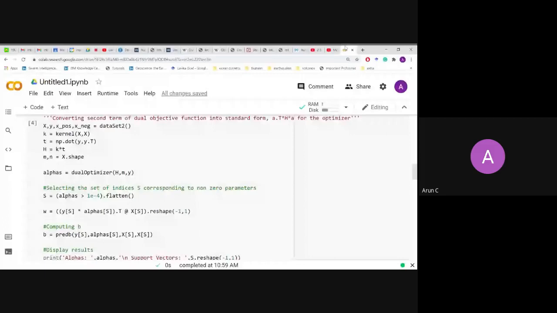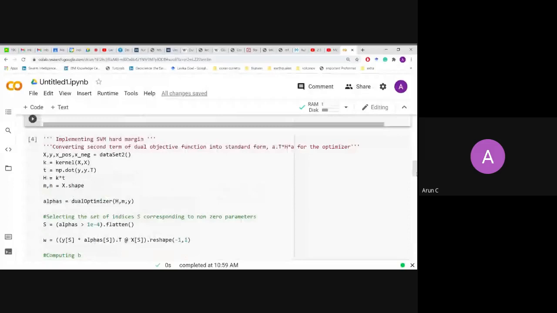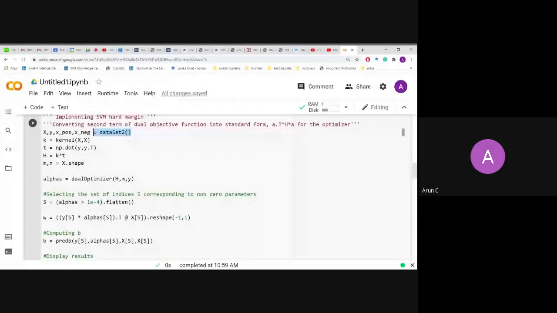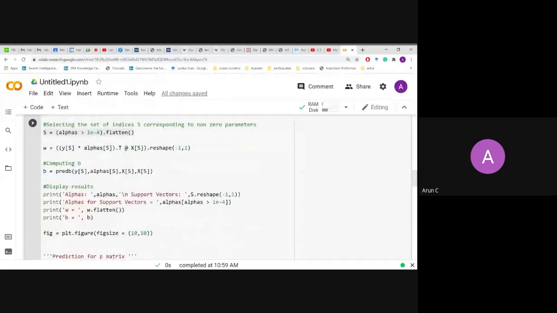Okay. So then you are bringing that data set into the picture, and you are forming a kernel matrix, and then this is your T matrix. You just go through it and everything will make sense to you. Then after calling the dual optimizer, this is the vector of alphas which you are going to get. Then you find which alphas have positive values that are not exactly zero. Then you calculate your W vector for the hyperplane. Then you calculate what your B is, and find the values.